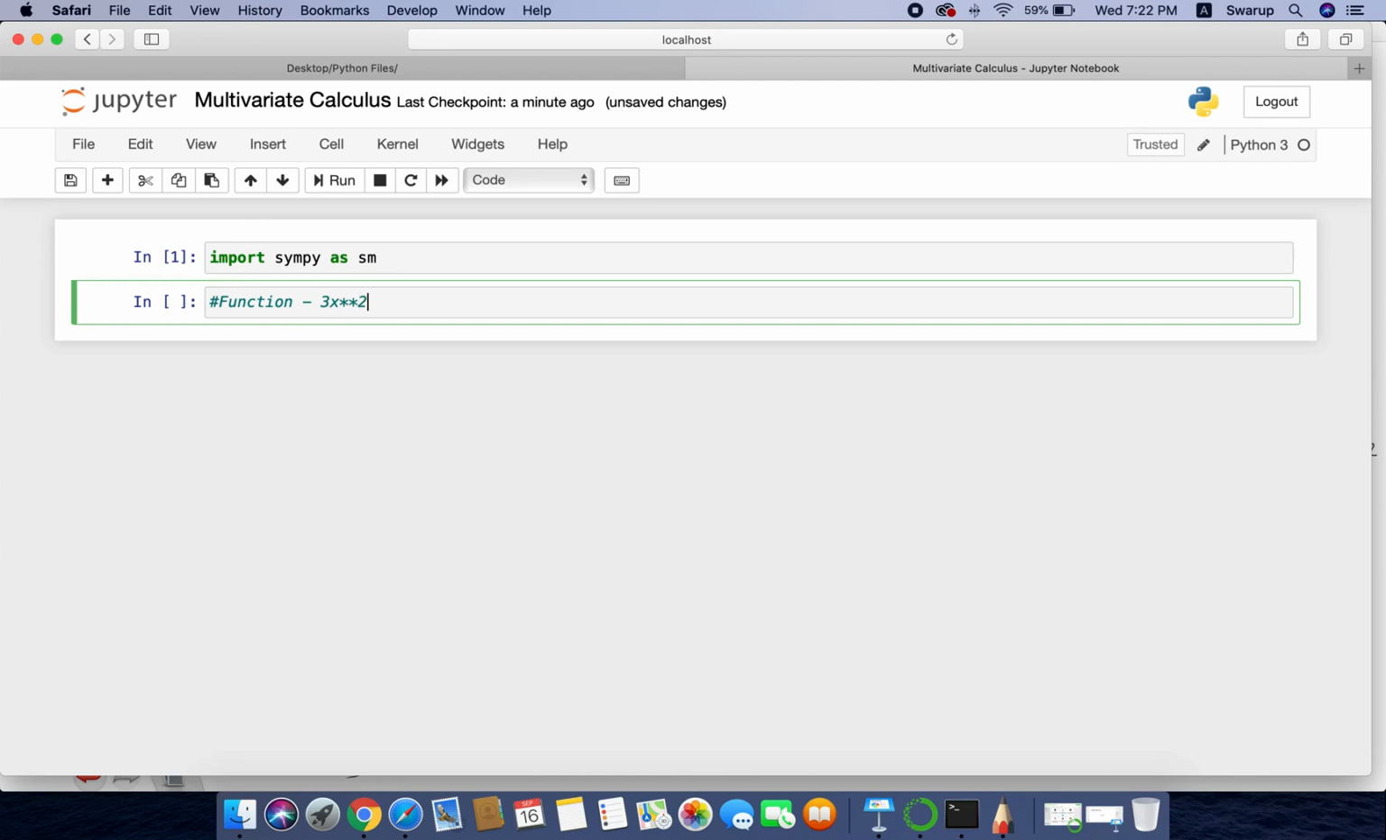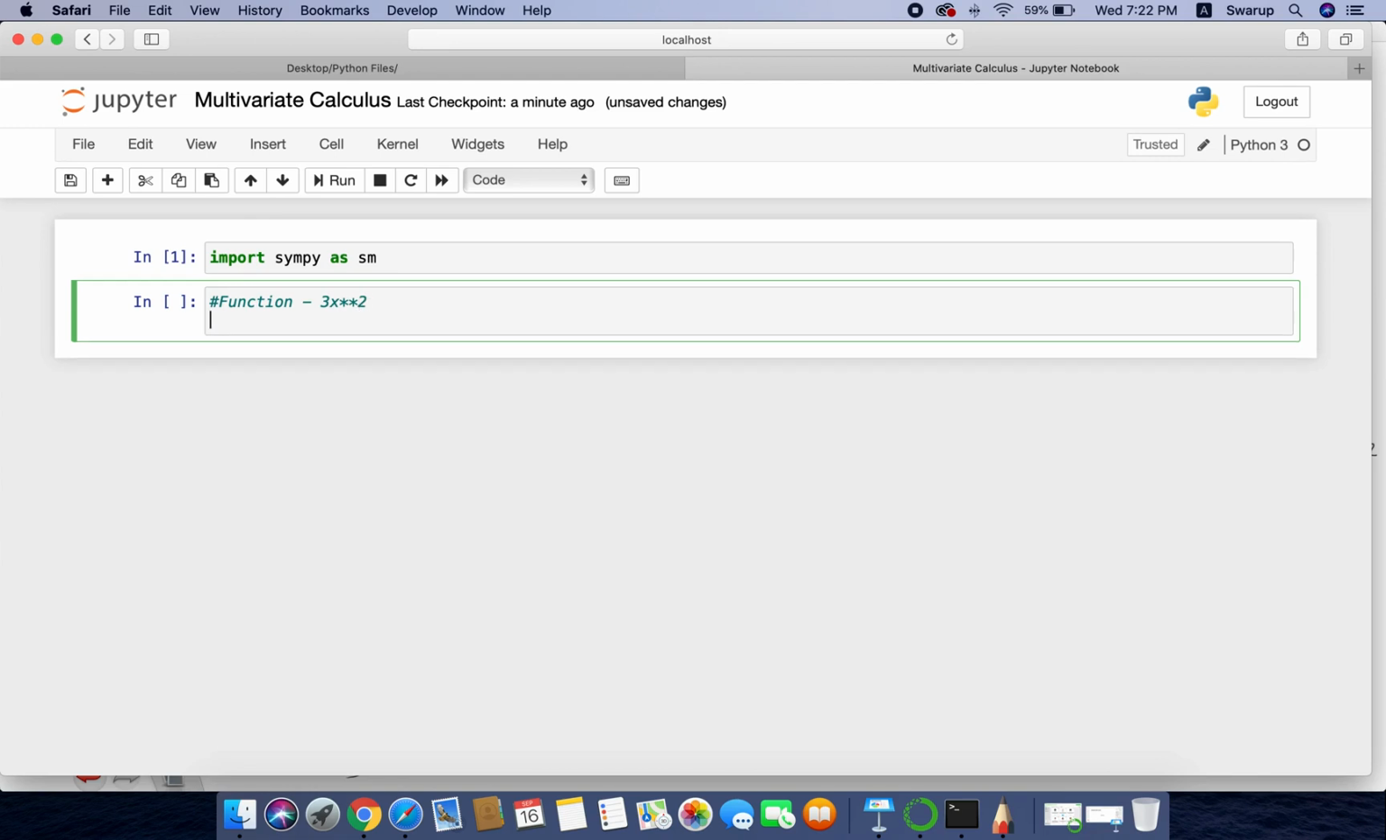So this is our function, 3x square. To find out the differentiation, first we'll represent the variable, saying x, y, z. Okay, multiple variables might be there. Right now we have only x, but suppose we have multiple variables.